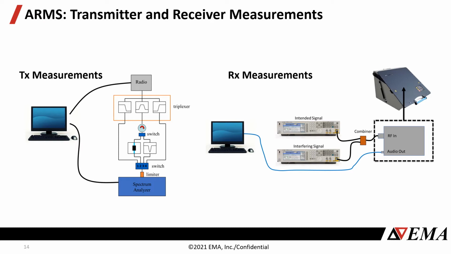And we vary that interfering signal both in amplitude and frequency while we monitor the performance metric for any sort of degradation. In this example we're showing you here, this is for a SINAD measurement, so we have the audio output signal that we're monitoring the SINAD value.